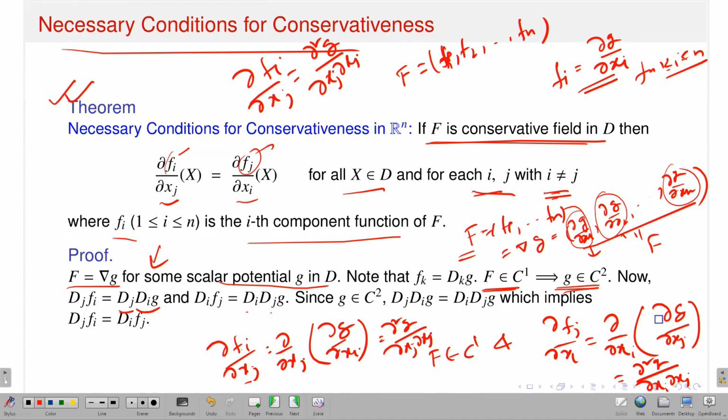But what is small g? Small g is C2. That means all the second order partial derivatives exist and they are continuous. Now, if you remember, if I have a scalar potential g and all the second order partial derivatives exist and are continuous, then the mixed derivatives exist and they are equal. So, therefore, dj di g is the same as di dj g, because g is in C2. And dj di g is nothing but dj fi, and di dj g means di fj. So, therefore, dj fi is the same as di fj, which is nothing but the conclusion. Clear? So, the important part is to assume that it is a conservative vector field.